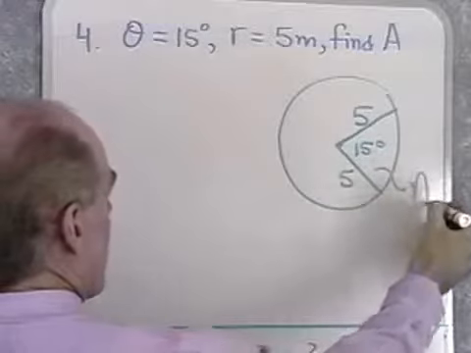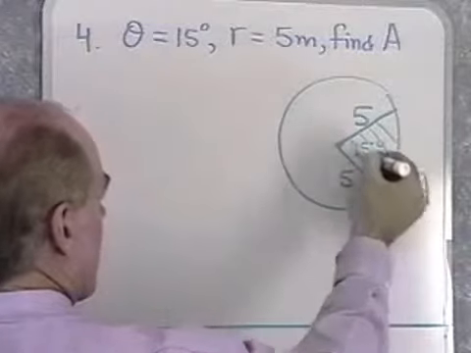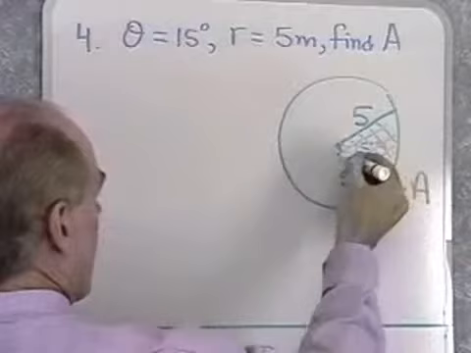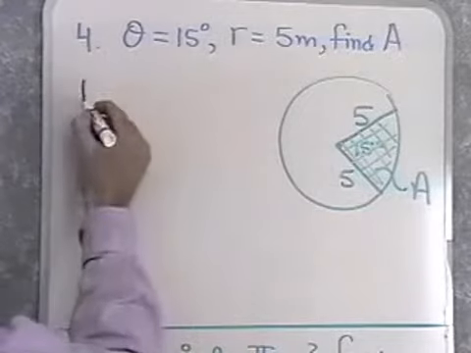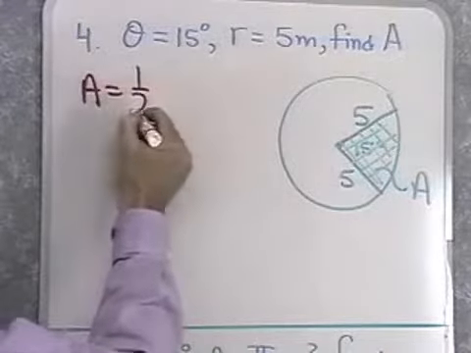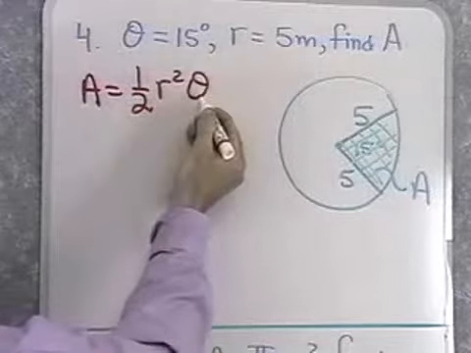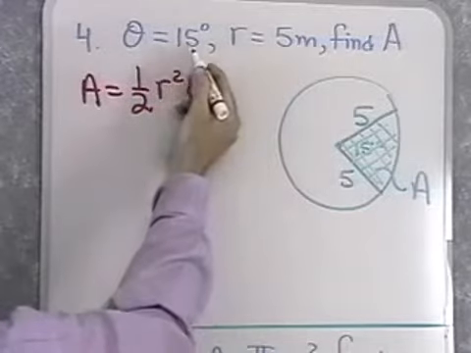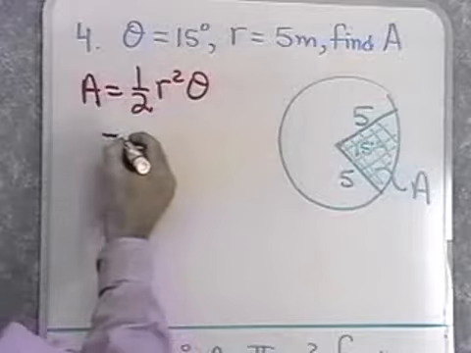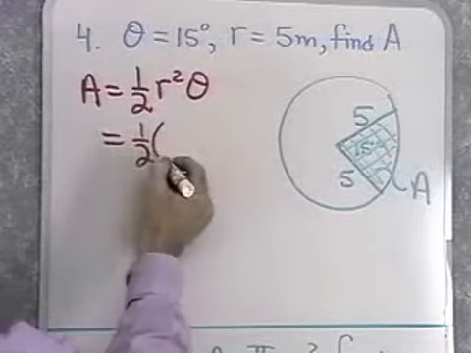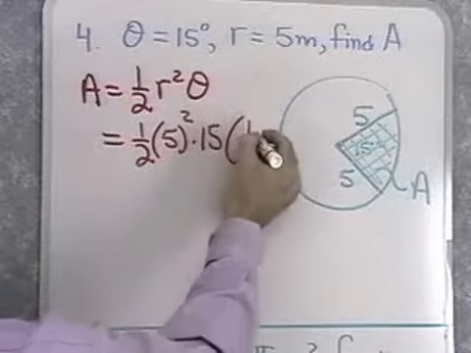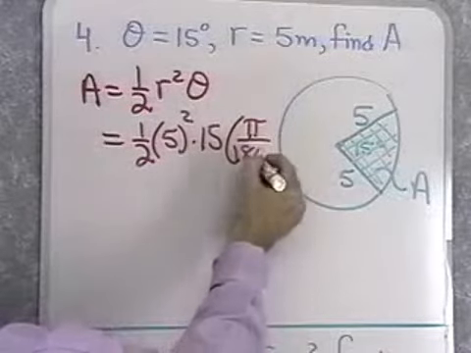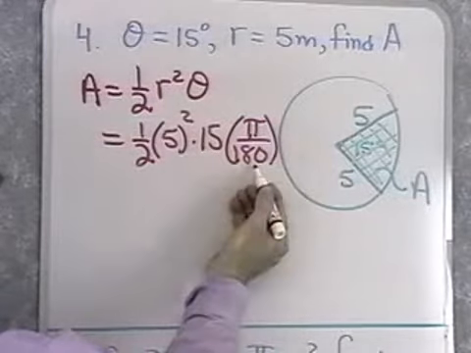What I want to find is the area of this sector, the area of this little piece of pie right here that I have. So my formula for that is A is equal to 1/2 r squared times theta, and theta must be in radians. I have 15 degrees for theta. I'll convert to radians as I go. So I have 1/2 times 5 squared times 15 degrees times pi over 180 to convert from degrees into radians.